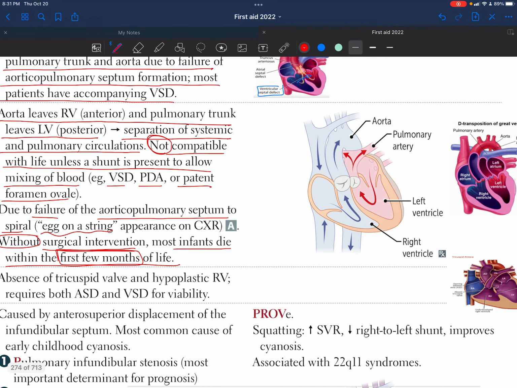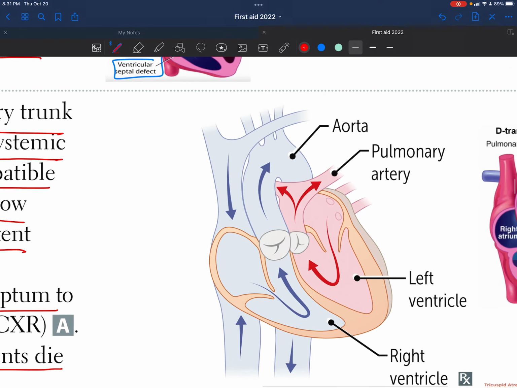As we know, this is the aorta. The aorta normally should leave from the left ventricle. This is its actual place, while the pulmonary artery should come from the right ventricle. That's the normal, but that does not happen in this case. The pulmonary artery goes out from the left ventricle, which is abnormal, and the aorta goes out from the right ventricle, which is also abnormal.